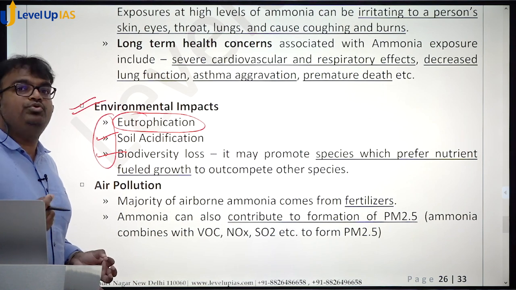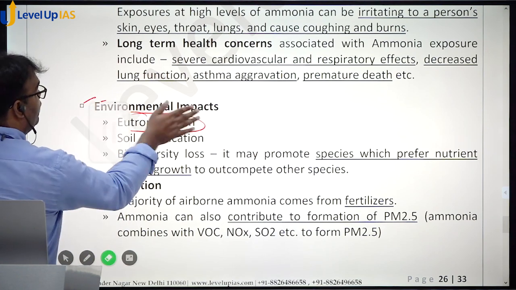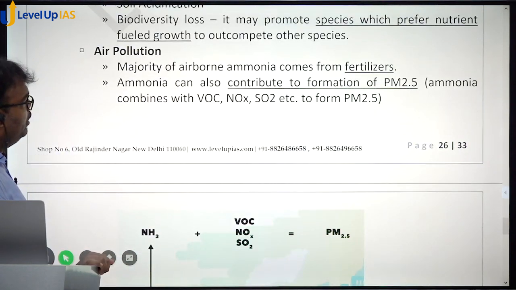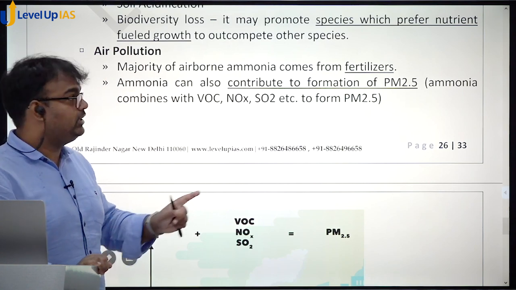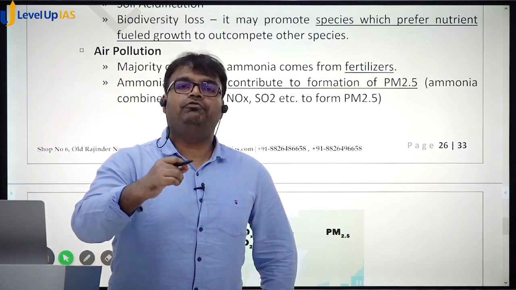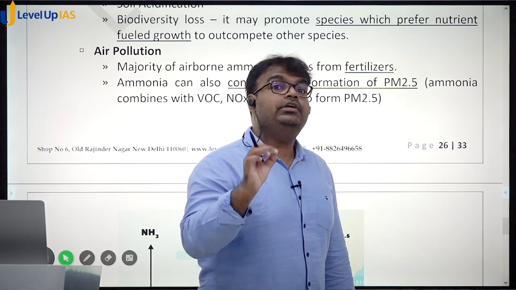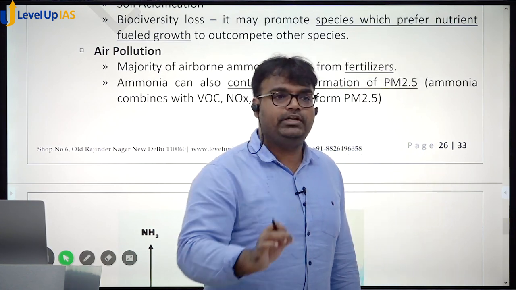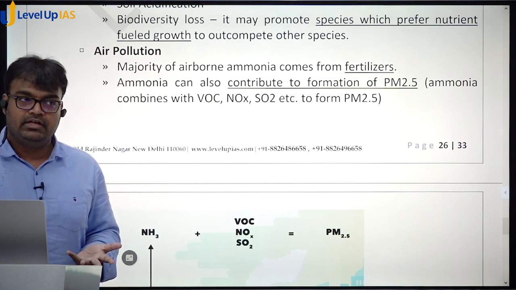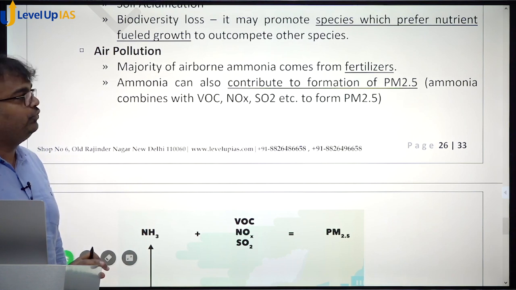So, a pollutant will harm our health negatively. It may impact the environment negatively. Then, air pollution bhi cause kar sakta hai. Now, most of the airborne ammonia is coming from fertilizers. How? Fertilizers which we put in soil, some of it vaporizes and gets into the air. Therefore, in India, one of the hot spots for atmospheric ammonia is the Indo-Gangetic Plain. In the Indo-Gangetic Plain, we are using a lot of fertilizers, and thus vaporized fertilizers get into the atmosphere and cause air pollution.